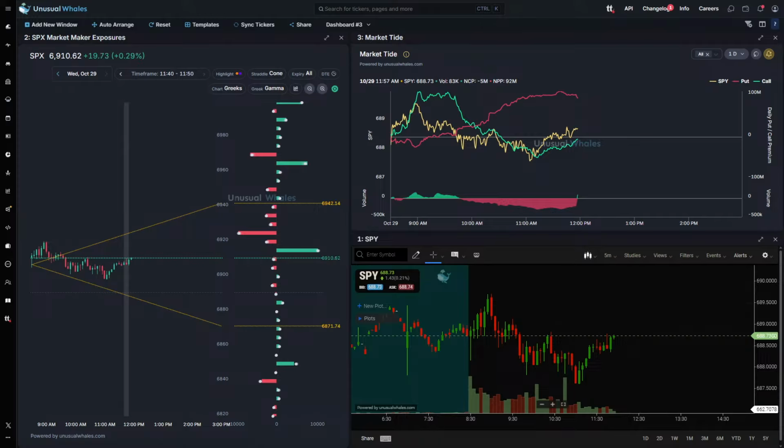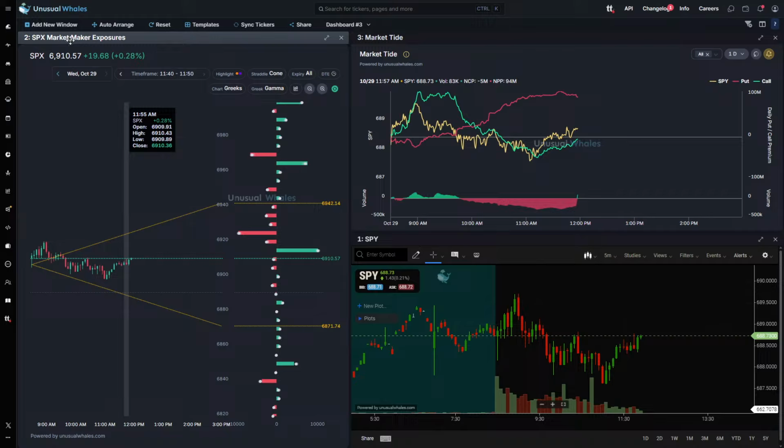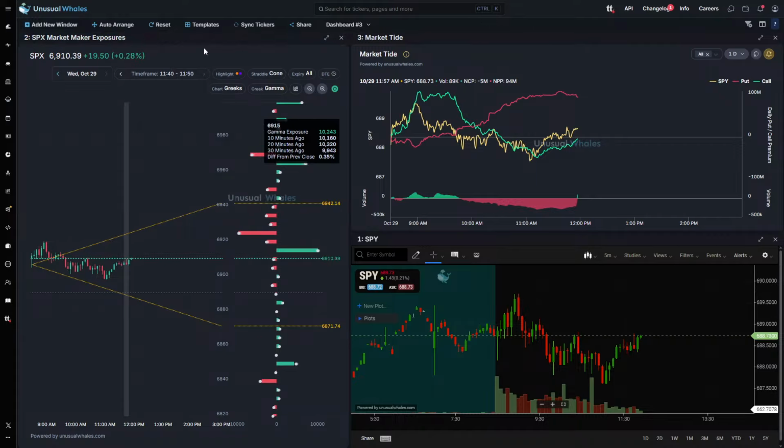I will be streaming Flow live here on the channel. We'll have Market Tide looking at net options premiums for all of the stock market. We'll have the SPY chart up during the whole ordeal. And then over here, you've got market maker exposures via gamma exposure. This is called the Periscope tool. There's a good video here on the channel about this tool. Definitely check it out. I personally use this for scalping. We'll get going here in a moment.